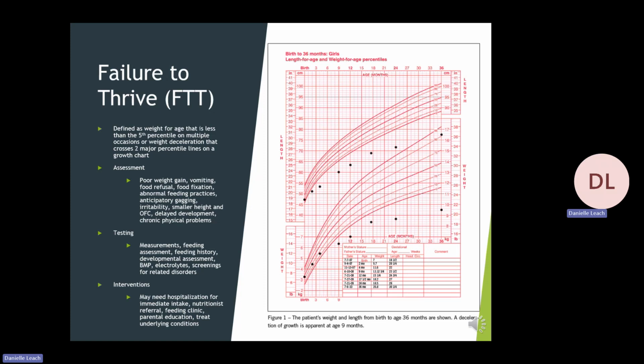Interventions, they could need hospitalization if they need immediate intake of fluids and food. So if they're acutely dehydrated or extremely underweight, they may need an NG tube or an IV to give them hydration. We may need a nutritionist referral if they do have some of these things like food fixations or food refusals. There's also feeding clinics and speech therapists that they could go to. Parental education, and then, of course, treat any underlying conditions that, if those were resolved, possibly their weight gain and growth could be resolved as well.